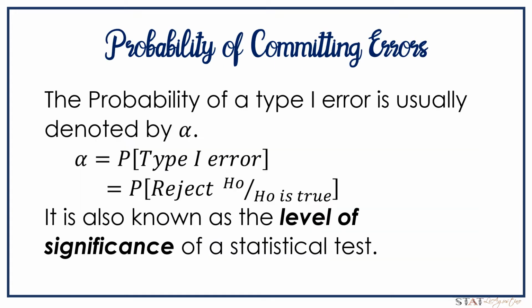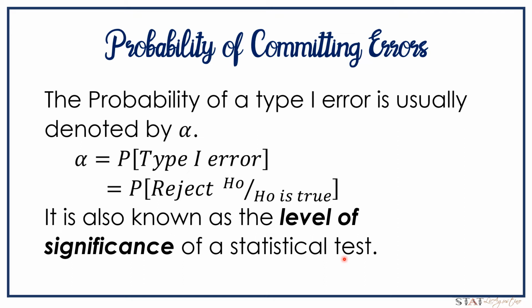So, what is the probability of committing errors? The probability of a type 1 error is usually denoted by alpha. In your hypothesis testing, you will always see this alpha. So, alpha is equal to the probability of type 1 error. That is the probability that you reject H0 when H0 is true.